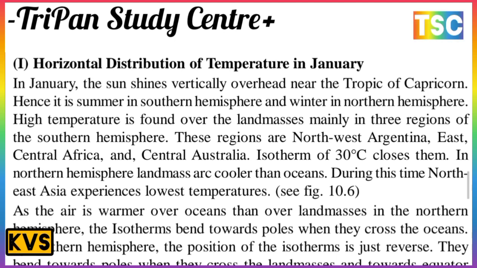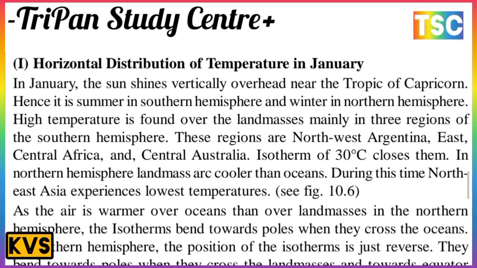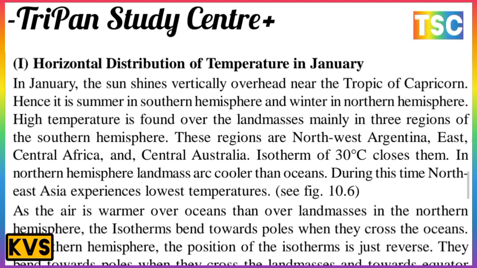The high temperature is found over the land masses mainly in three regions of the southern hemisphere. These regions are northwest Argentina, east Central Africa and Central Australia. The isotherm of 30 Celsius is close to them. In the northern hemisphere, the land masses are colder than the ocean. During this time, northeast Asia experiences the lowest temperature.